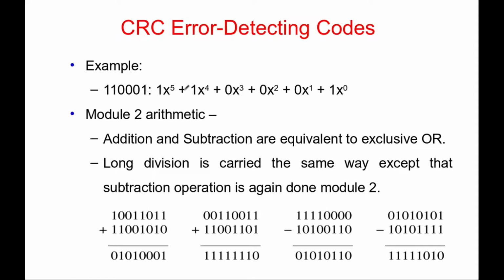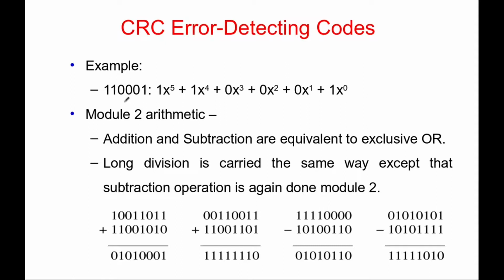The next term is 1, that's why 1 into x raised to the next power, x raised to 4. Next means 1 less than 5. Plus there was 0, so 0 into x raised to 3, so still there was 0, and so on up till the last one, which happens to be 1 into x raised to 0. So this particular data stream of ones and zeros has now been defined with a polynomial of degree 5 because there were 6 bits in the data.